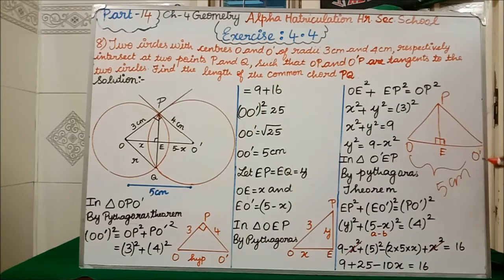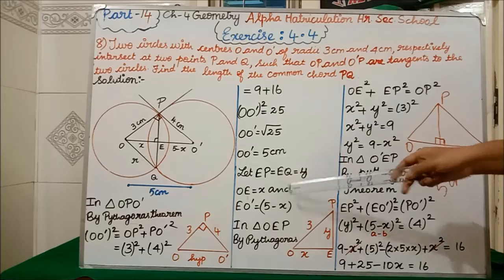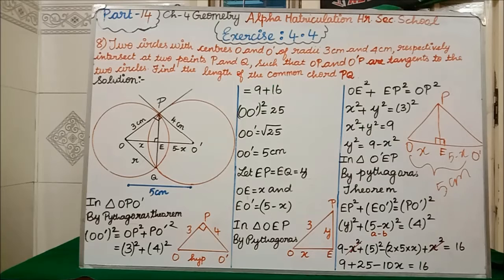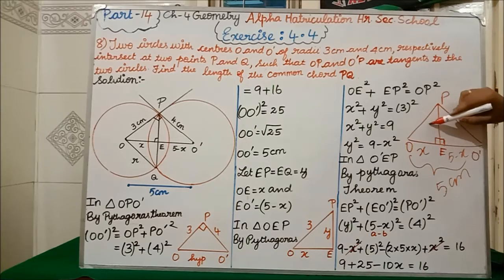Clear? O dash length we have found, it is 5 centimeter. Since we don't know OE length, we are taking x. So here full length is 5, then here x means the remaining, how can you write? You can subtract, 5 minus x. That is our full length. So O to E is x, EO dash is 5 minus x. Clear? That only I have written, OE is equal to x. Clear? E to O dash is 5 minus x. And E to P, the length of the chord, we have taken as y. Clear? Clear all of you students?